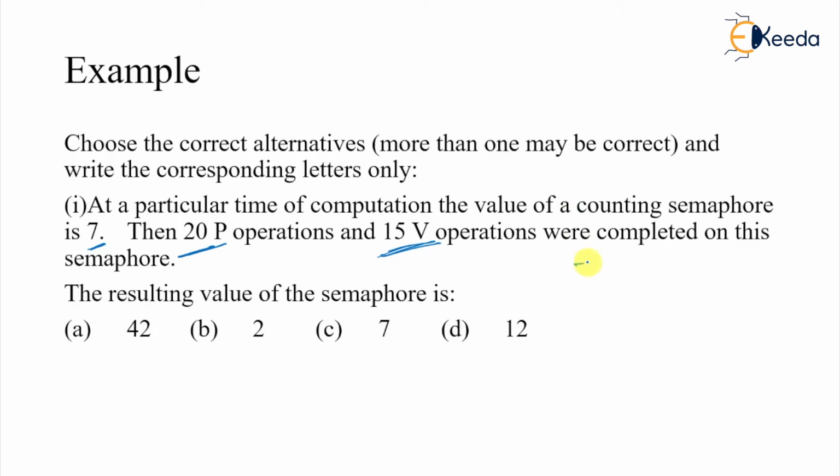Okay, so 7 is the current value. Then if you do 20 P operations, 20 down operations, the value will become minus 13. And after that, if you do 15 V operations, the value will become minus 13 plus 15, and that will become 2. So the answer for this question is 2. And that is very simple. You can check that if 4 is there, then definitely up to 4 it will go down.